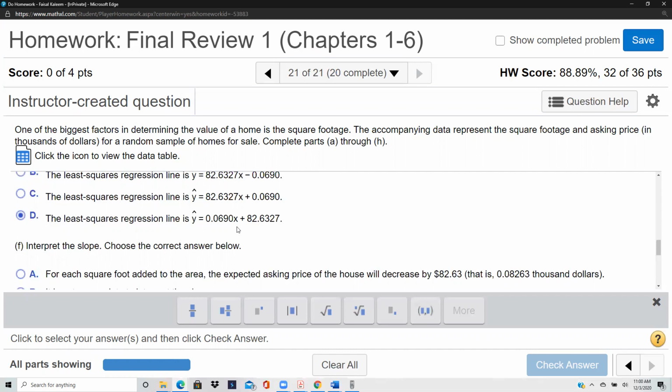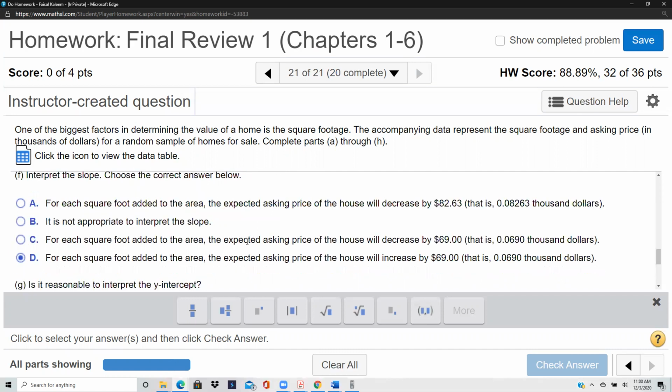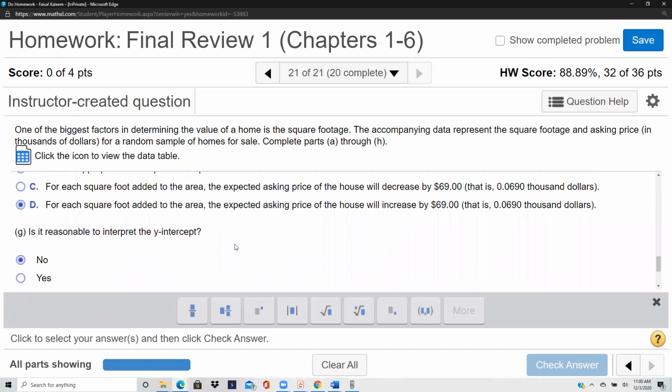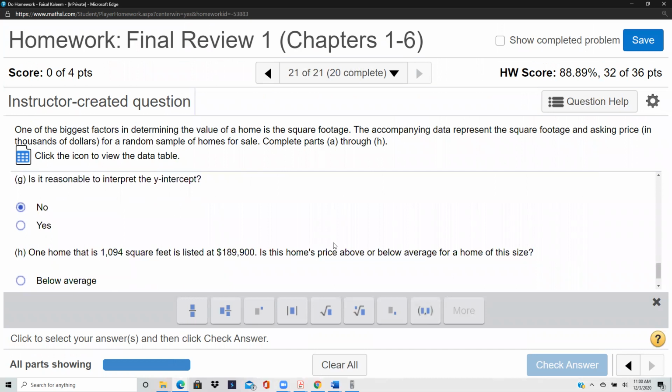So I got 158.1187. Right. And it's in thousands. So it means that the average price of a house of that square footage should be 158,000 something. So this home is 189,000. Is it above average or below average? Above.